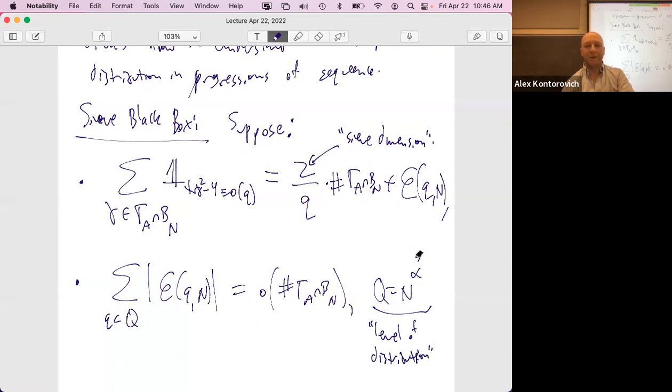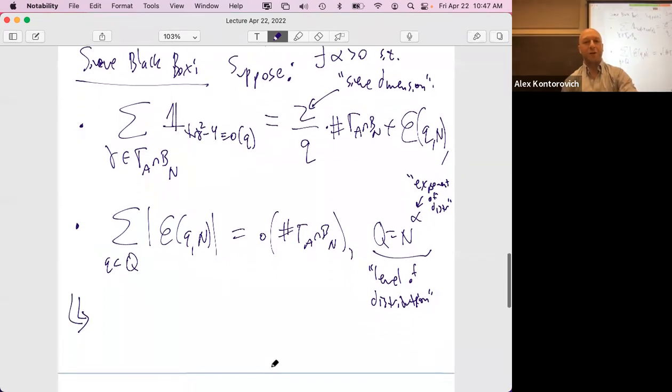I'm lying a little bit, but it's okay. This alpha is called the exponent of distribution. Which of these parameters affects the logs that you have? Forget I said anything about logs. That'll take us too far. So suppose there exists an alpha positive such that we have EQ defined by this difference, and the sum of the EQ going all the way up to a power is still smaller than the total number of points. Then, this is the sieve black box.